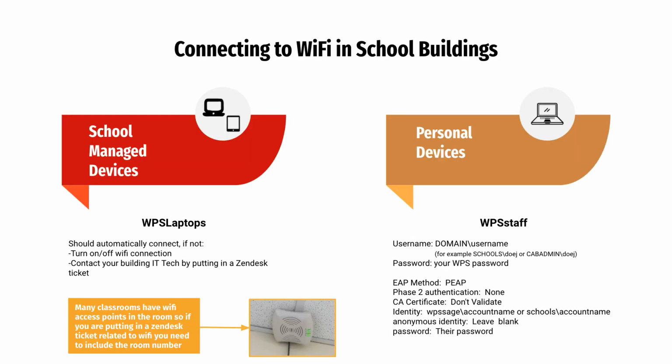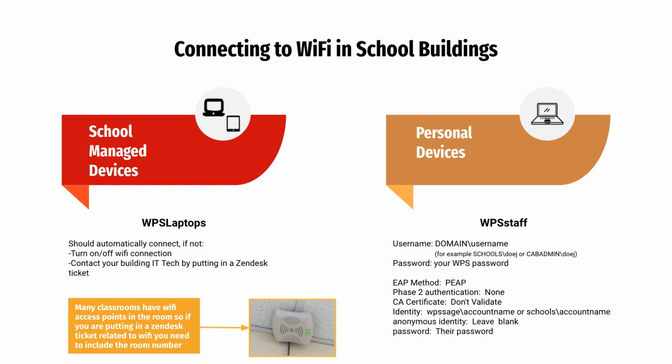The last part we're going to talk about today is connecting to the Wi-Fi in the school buildings. School managed devices are going to automatically connect to the WPS laptops. If they do not connect, you can click the time in the bottom right hand corner, and there's a toggle switch to turn on and off the Wi-Fi. That's a good first step to just see if it will reconnect. And then you can contact your building IT tech by putting in a Zendesk ticket through Clever.